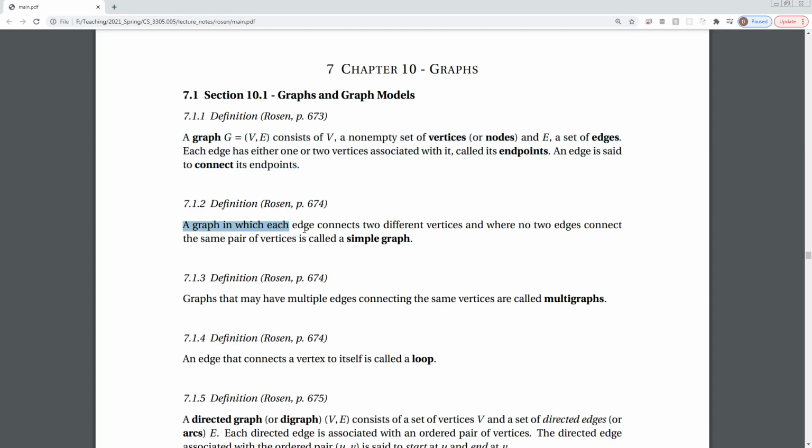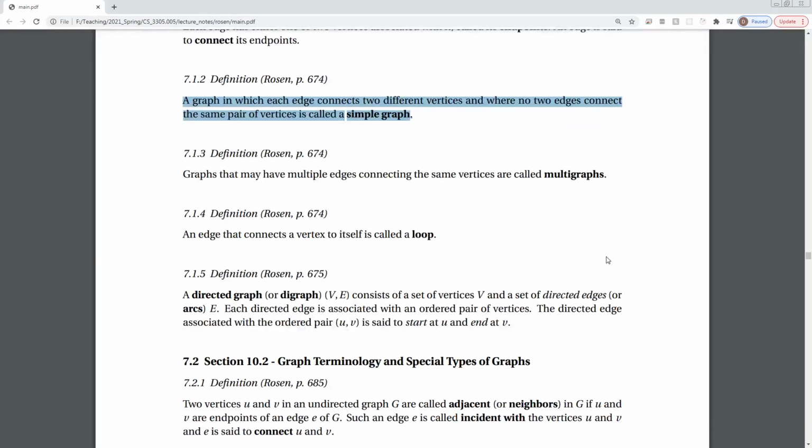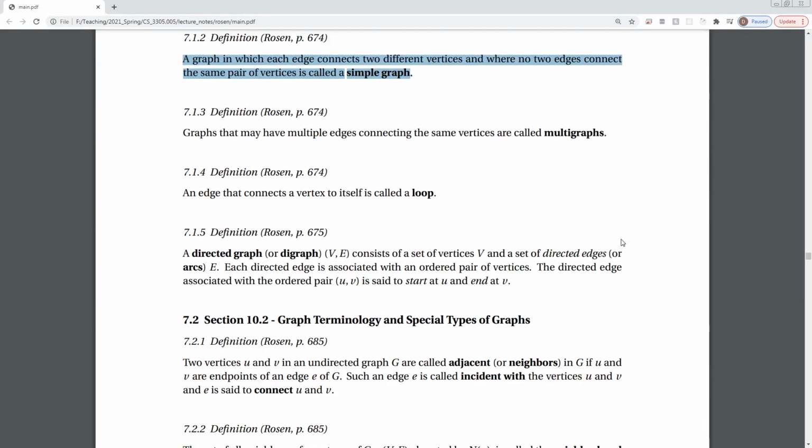Okay, so now next definition: a graph in which each edge connects two different vertices and where no two edges connect the same pair of vertices is called a simple graph. Okay, so if you consider the interstate highway example, then that would be a simple graph.